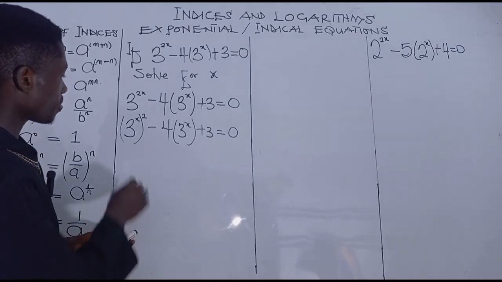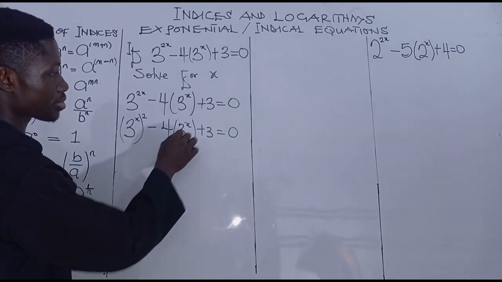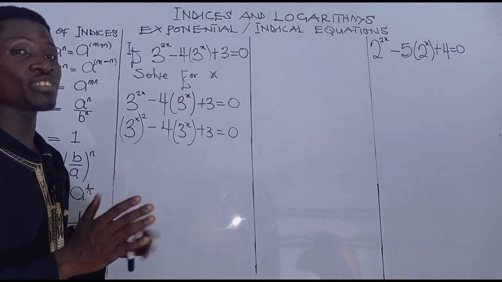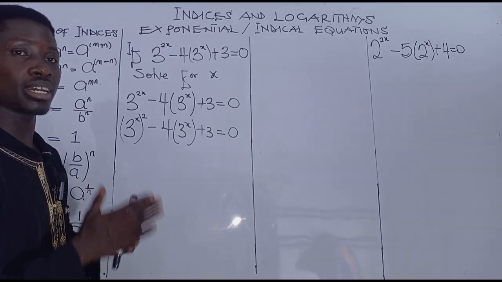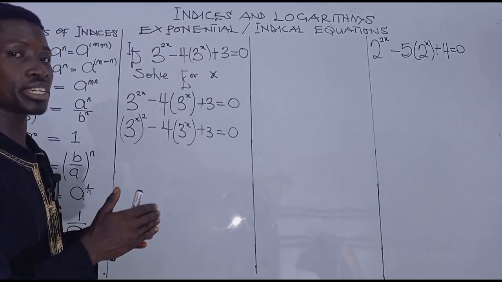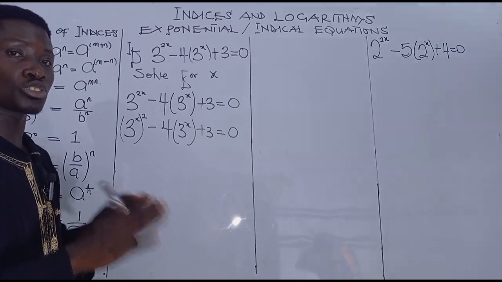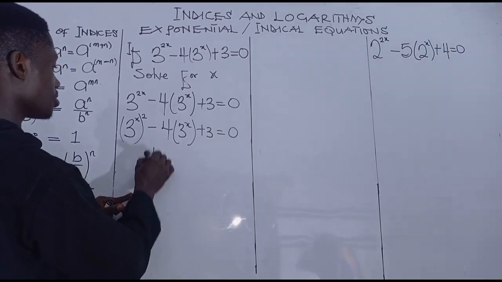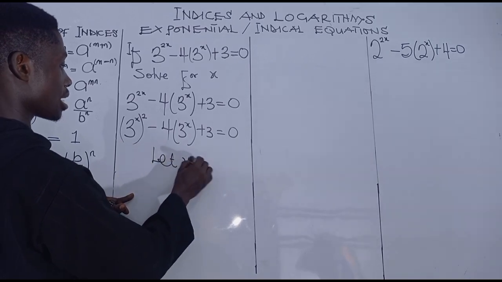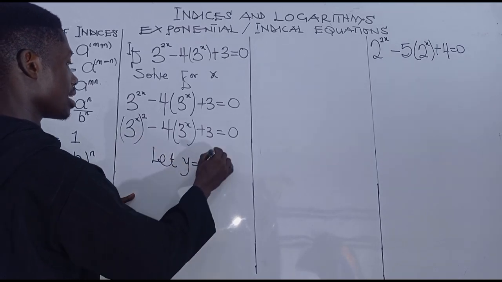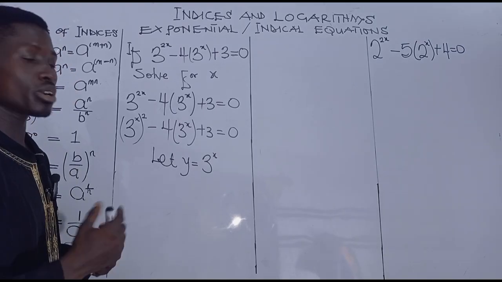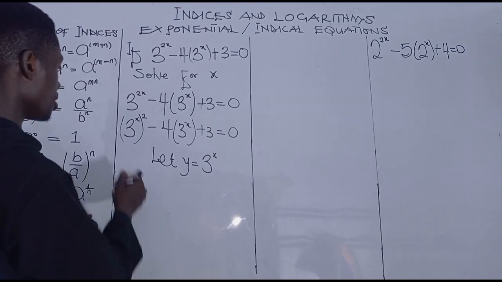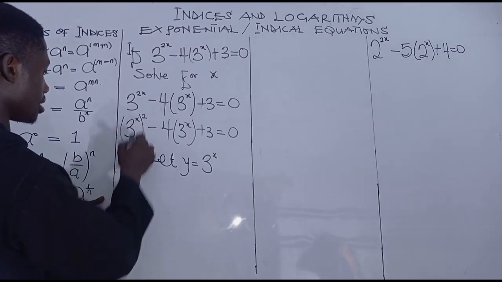Now you realize that we have 3 raised to the power x, 3 raised to the power x. Let's represent this 3 raised to the power x by any variable at all, any letter of the alphabet from A up to Z. We can choose any variable at all. So let's choose the variable y. So we are going to let y equal 3 raised to the power x. It means that wherever I see 3 raised to the power x, we are going to replace it with y.